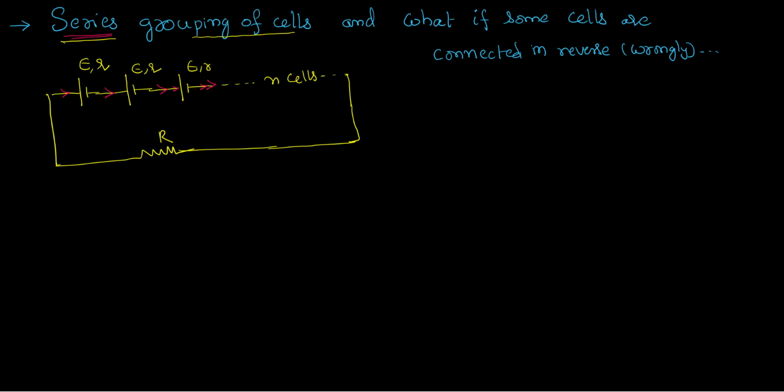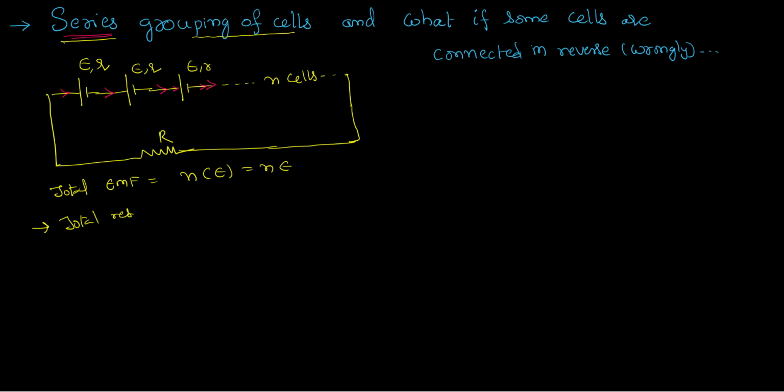In series, EMF gets added. Therefore, the total potential difference, the total EMF: the EMF of one cell is E, but there are n cells like this. So the total EMF is nothing but equal to nE. What is the total resistance? That's also the point that we need to find out.